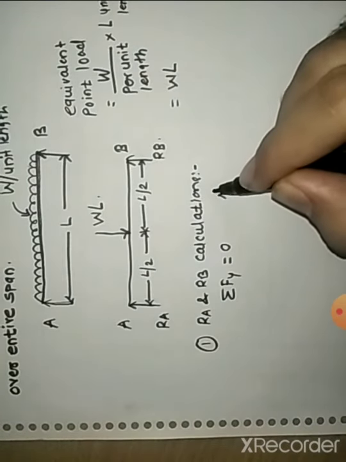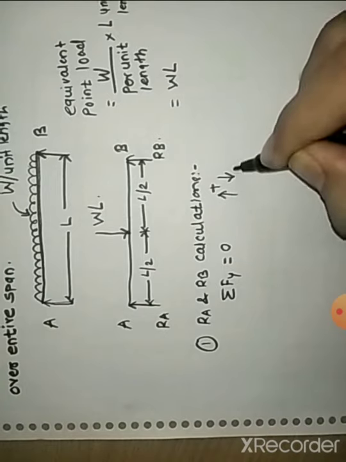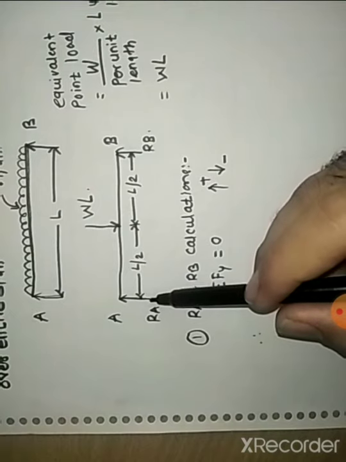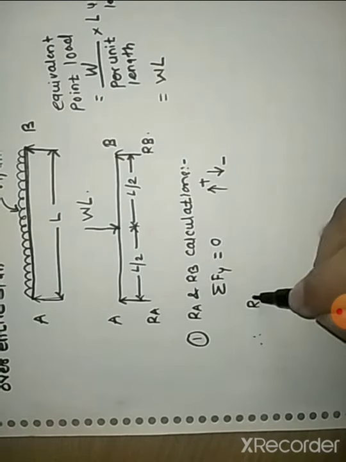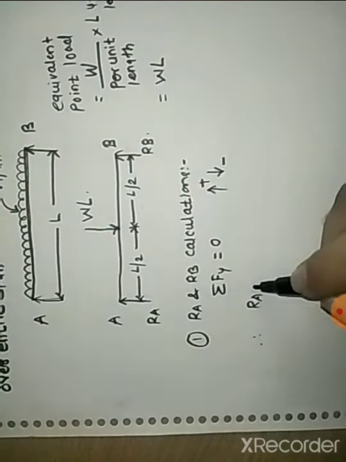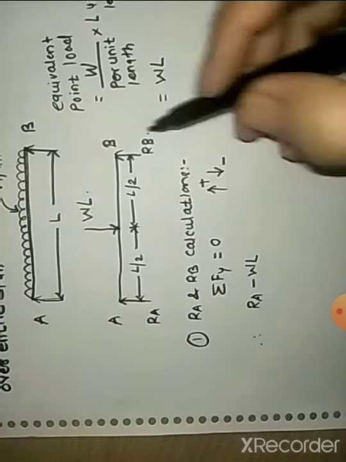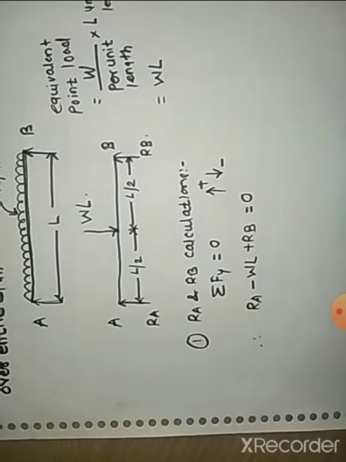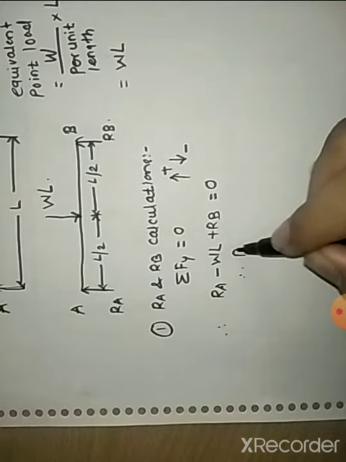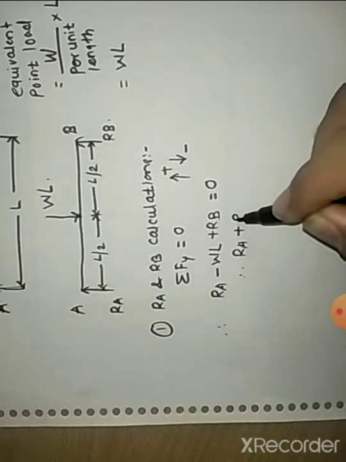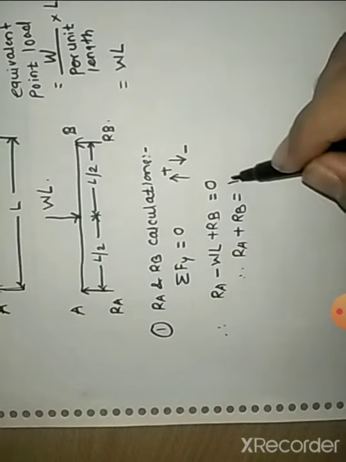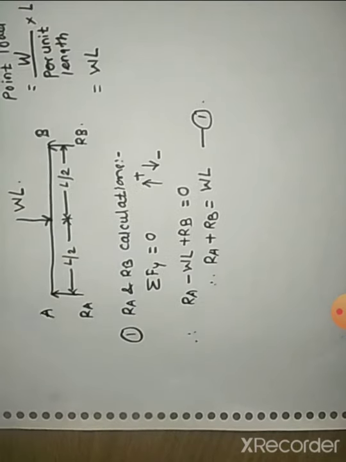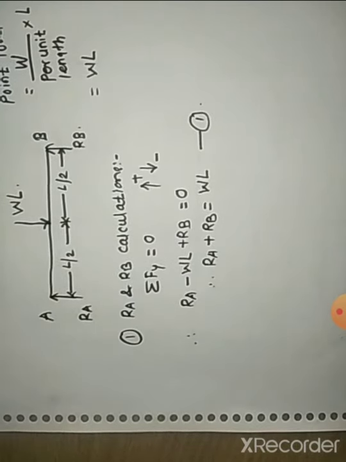Using sign conventions, upward positive and downward negative, the summation of forces: RA will be positive, WL will be negative, and RB will be positive, is equal to 0. Hence the first equation becomes RA plus RB is equal to WL. This is equation number 1. Okay, next condition, what do we use?